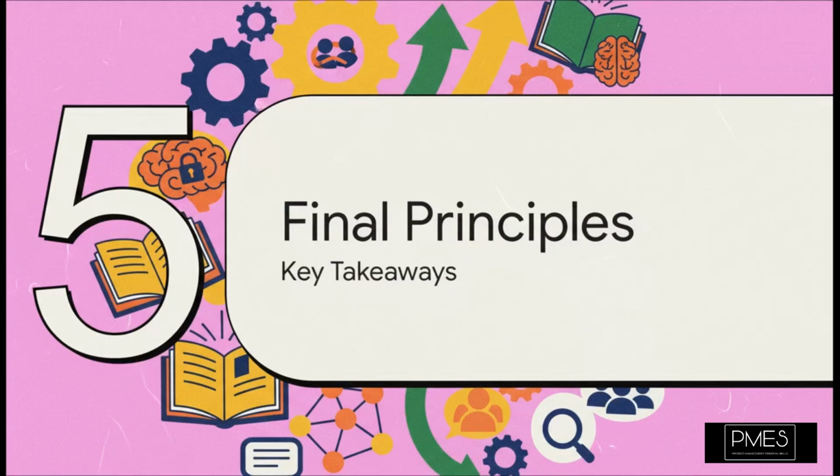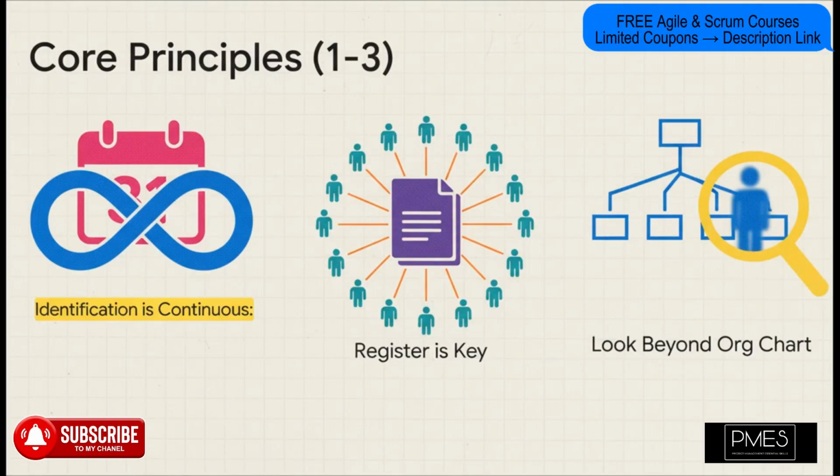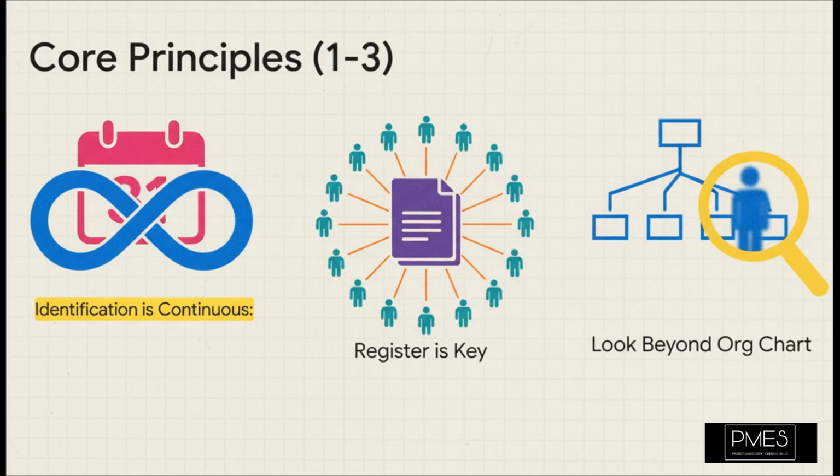All right, we have covered a ton of ground, from the absolute basics all the way up to some pretty advanced stuff. So before we wrap up, let's do a quick final review to really lock in the key principles you need to walk away with. Okay, let's hit the first 3 core principles. Number 1, identification is continuous. It's not a one-and-done task. Number 2, the stakeholder register is your single source of truth. It's the key output here. And number 3, always, always look beyond the org chart.